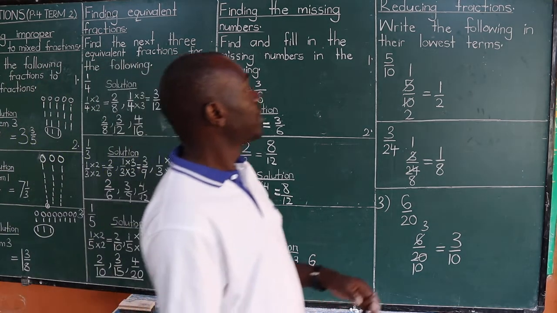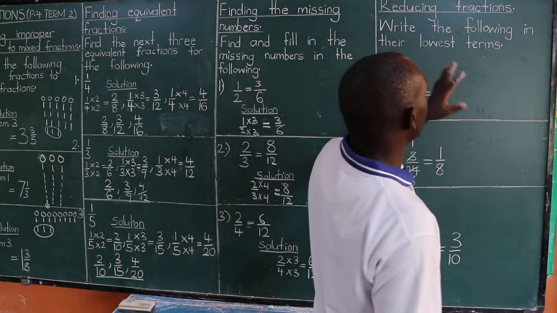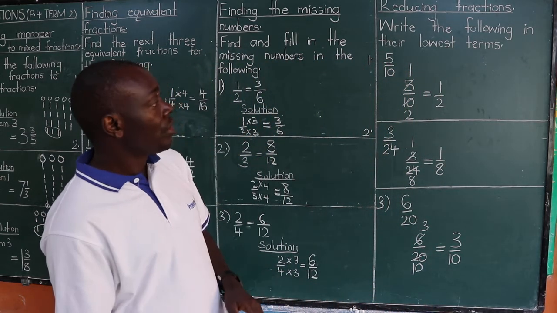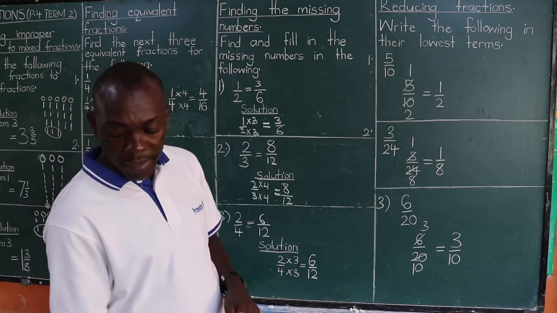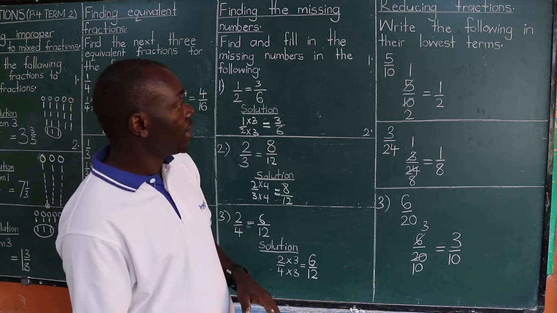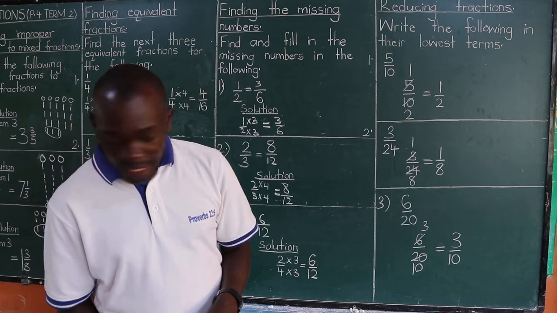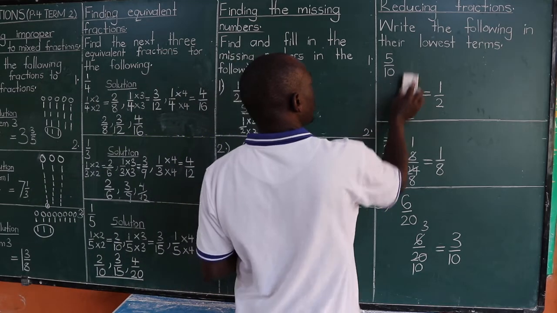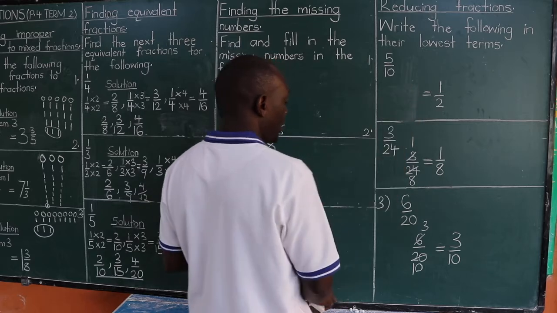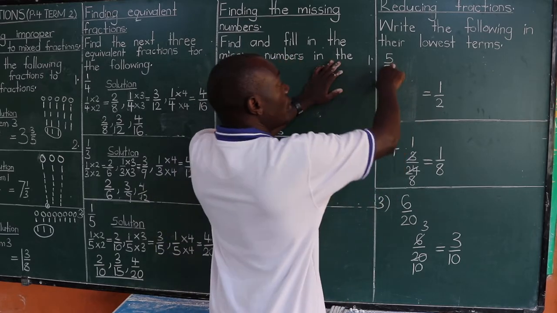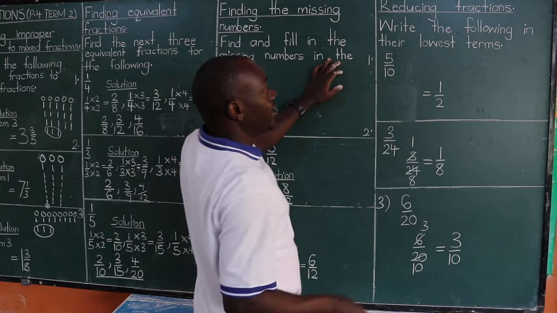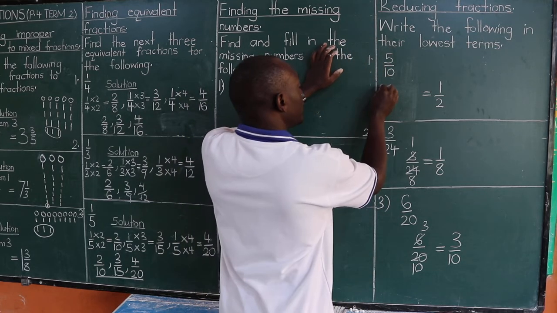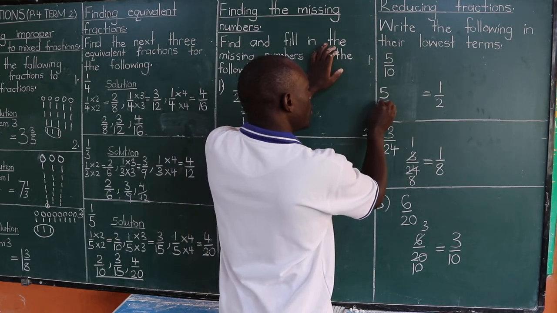Reducing fractions. Write the following in their lowest terms. In reducing fractions, like I've said before, you divide by a common number. So I think to our level, we are going to divide directly and get the answers. So we look at 5 out of 10. Reduce 5 out of 10. So we reduce by dividing by a common number.